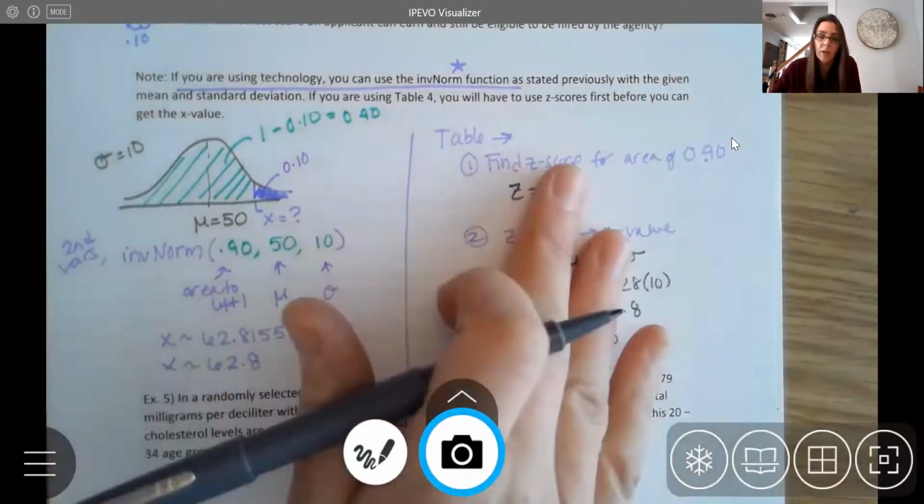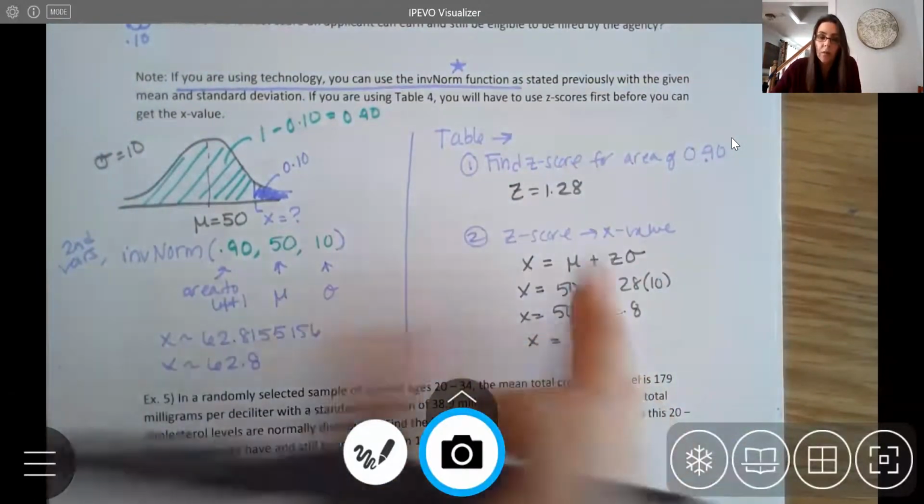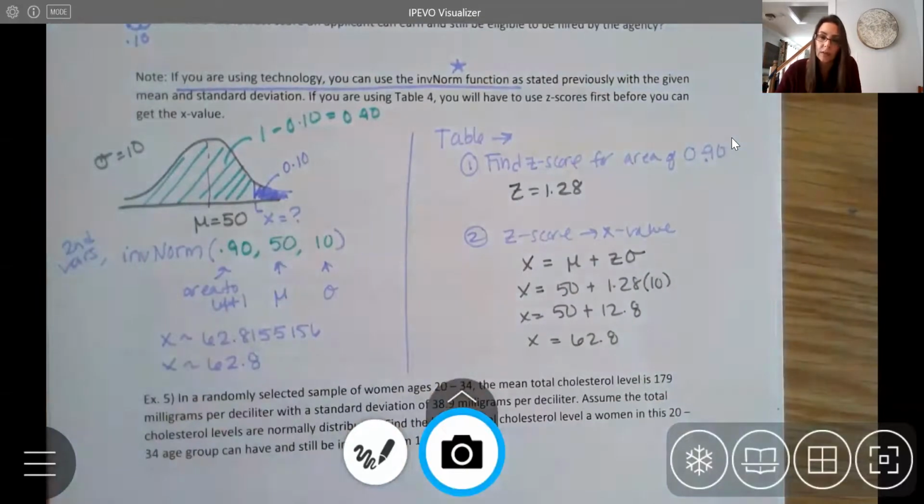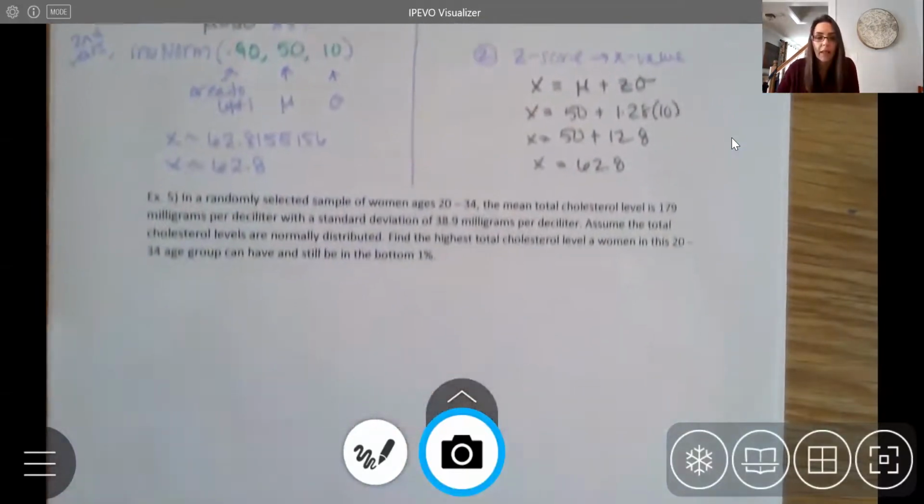So you get the z-score first, then you change to your x value. Whereas with technology, you can go right to the answer. All right, let's do one more.